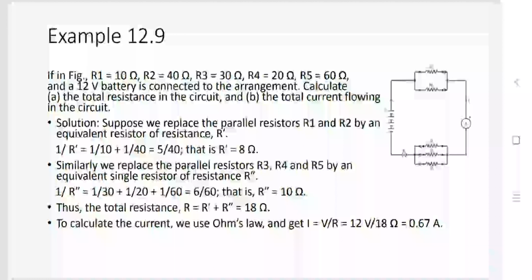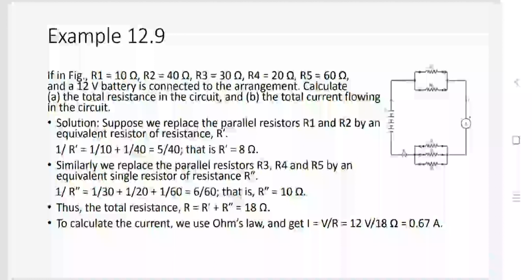So total resistance R equal to R dash plus R double dash. R dash is 8 ohm, R double dash is 10 ohm. So equivalent total resistance of the circuit is 18 ohm. Right? That would be the first case solution.